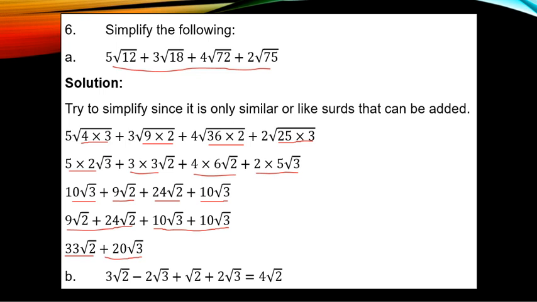Then B part, you are asked to add and subtract. This problem is already in simplest form. If you check very well, the similar surds there, you have 3 root 2, then root 2, minus 2 root 3, plus 2 root 3. And you should know that minus 2 root 3 plus 2 root 3 is 0. So you are left with 3 root 2 plus root 2. You know there's 1 here, invisible. So 3 root 2 plus 1 root 2, you have 4 root 2.